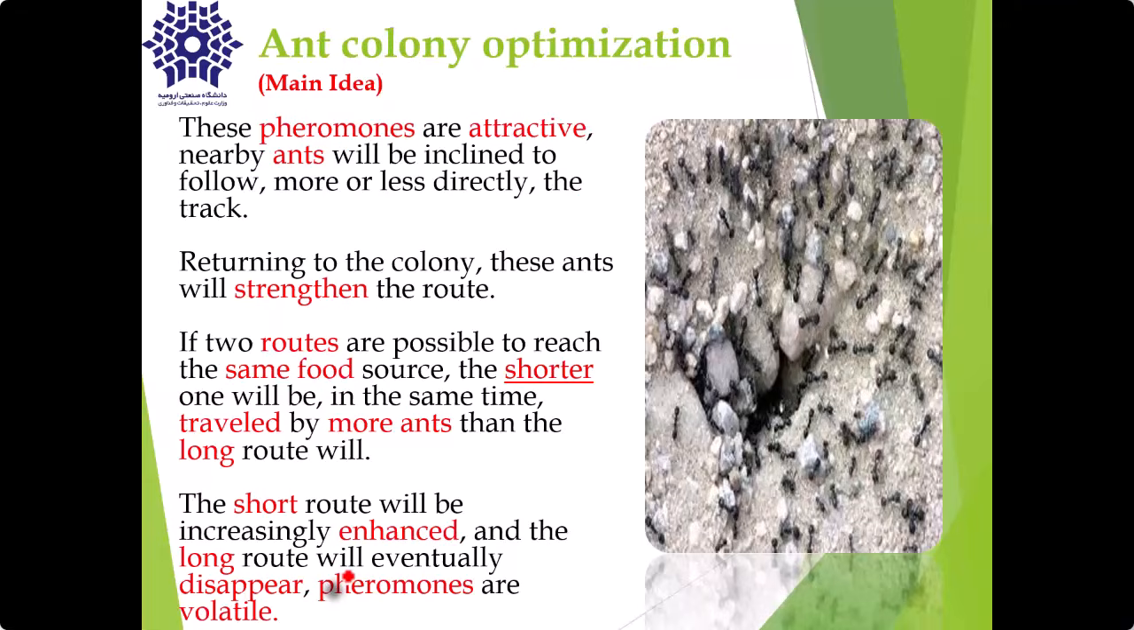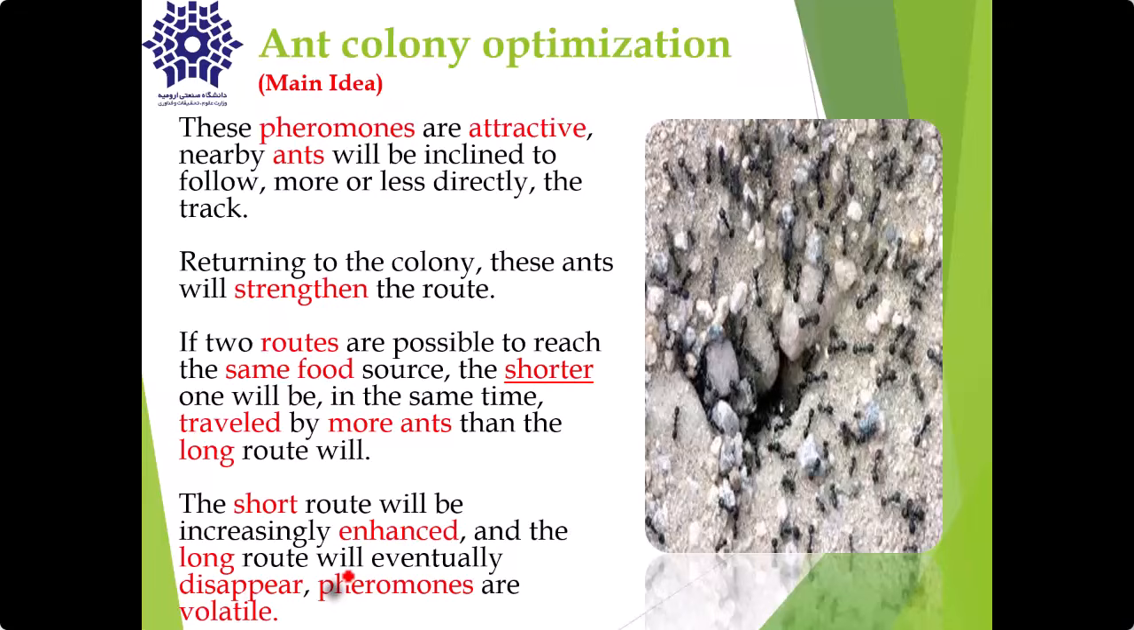These pheromones attract nearby ants, so nearby ants will be inclined to follow the track more or less directly. Because one ant finds the source of the food and spreads pheromone on the path, other ants now know there is a source of food, come in that direction, and travel from the nest to the food source. Returning to the colony, when they go between the colony and the food source, these ants will stretch the routes.